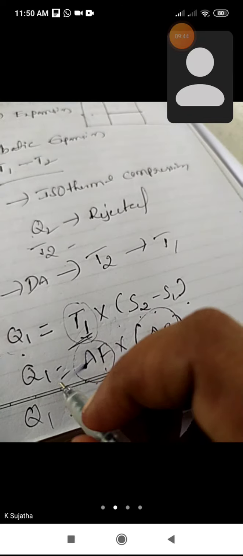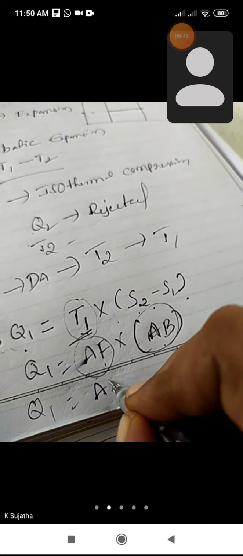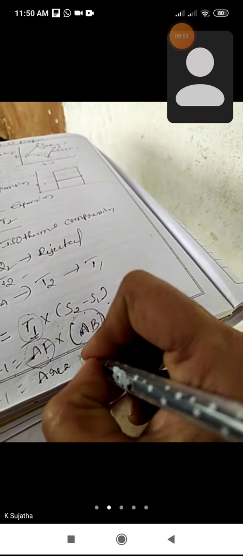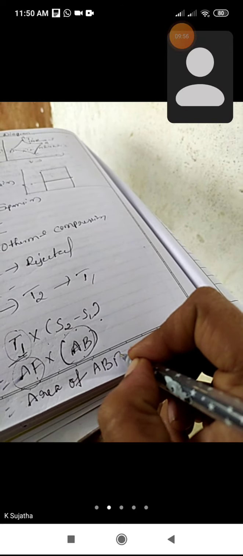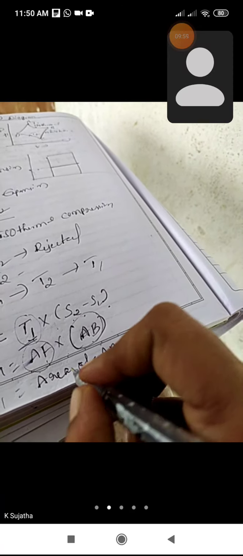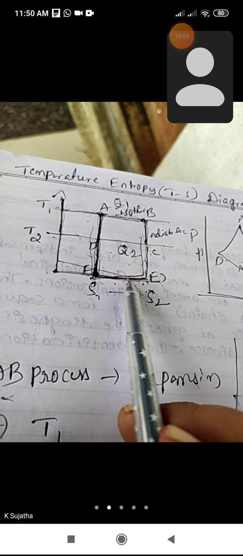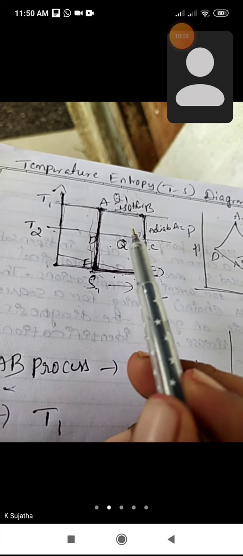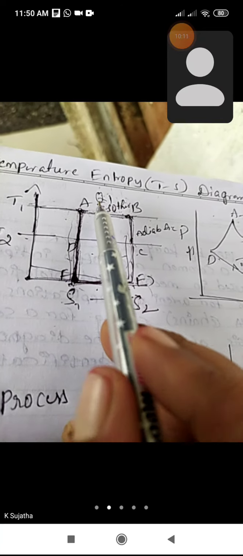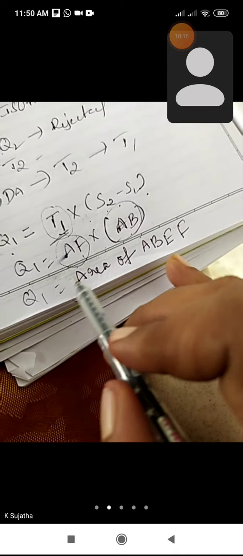Instead of AF into AB, I wrote the area of ABEF. Girls, understand: in this diagram this is the rectangle box, this is the length, this is the height. Length into height we simply write as the area of this rectangle. ABEF is a rectangle, and this is Q1, in the isothermal process.